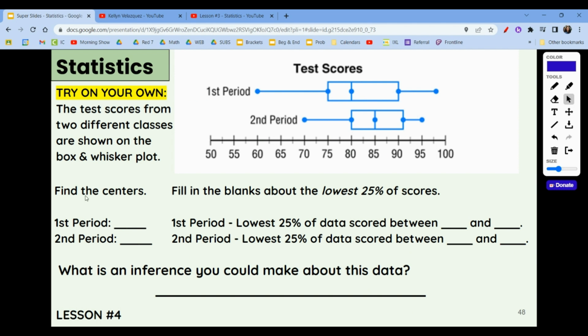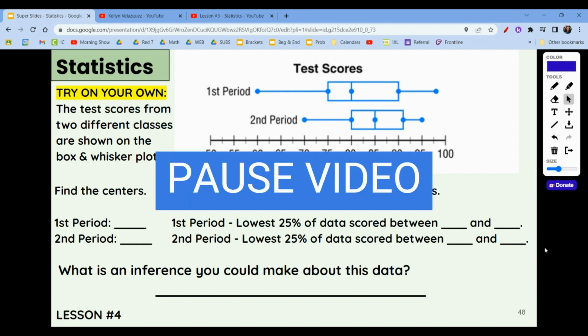Okay, try on your own. The test scores from two different classes are shown on the box and whisker plot. Find the centers, fill in the blanks about the lowest 25% of scores, and what's an inference you can make about this data. Please pause this video, try these on your own, and then unpause the video to check over your answers.